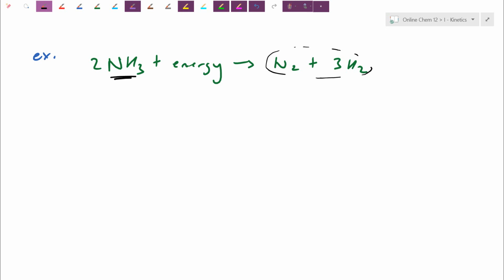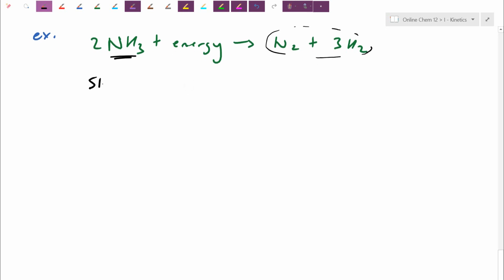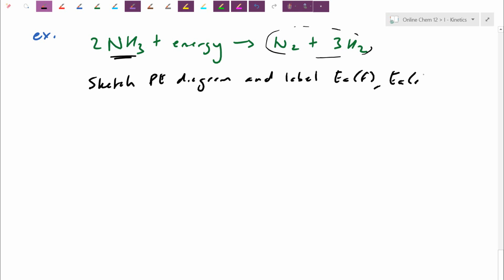What I want you to do here is sketch a PE diagram and label the activation energy. F means forwards, the activation energy R means reverse, and the delta H. When it says sketch, it means you don't really need to put on the numbers, the actual numerical values. All they want is the trend.